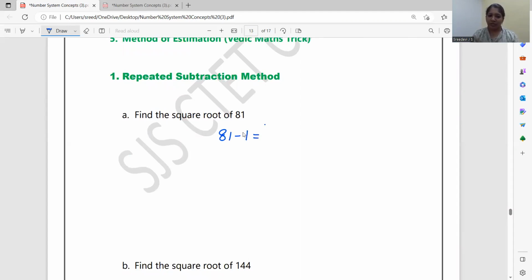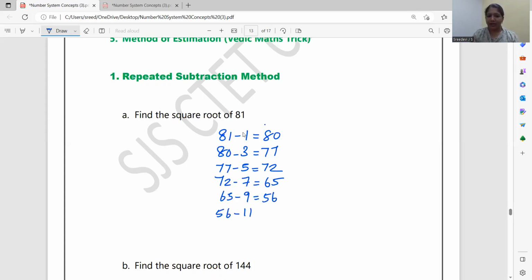When I subtract, I will be getting 80, right? So 80 minus the second odd number 3 will give you 77. 77 minus the third odd number 5 will be 72, right? 72 minus the next odd number 7 will be 65. 65 minus the next odd number 9, we'll be getting 56. 56 minus the next odd number 11, what will you get? 45, right? 45 minus the next odd number is 13.